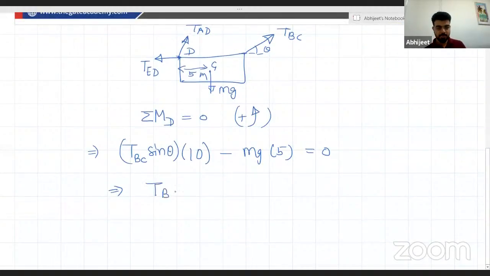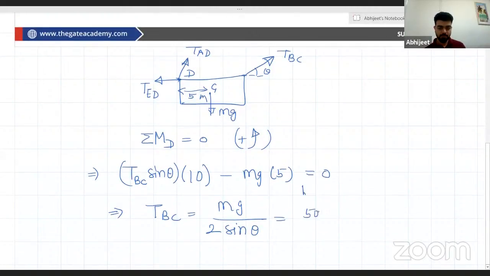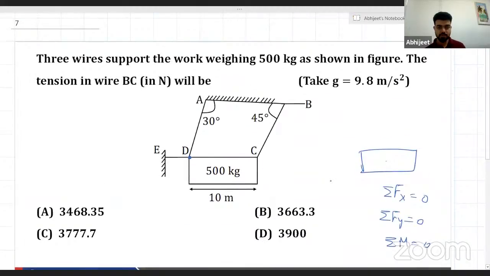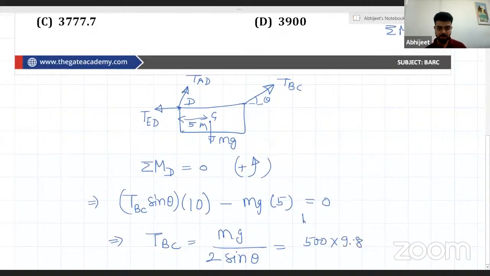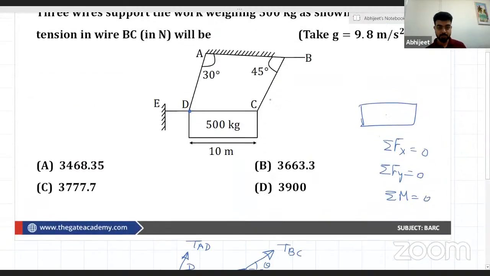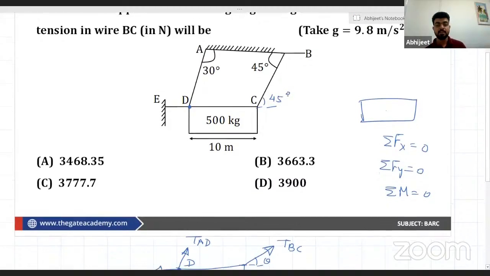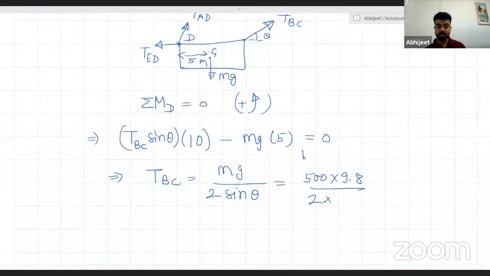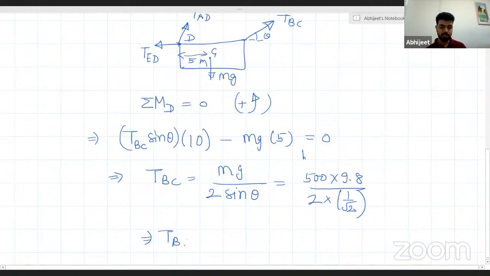So TBC is how much? That is nothing but mg by 2 sine theta. Now m is 500, and g is given as 9.8, so 500 into 9.8 divided by 2 into sine theta. Theta here is 45 degree, so sine theta is 1 by root 2. And this will be your final answer. So TBC, how much is it? Come on, let me know. It can be written as root 2 into 5 into 9.8.